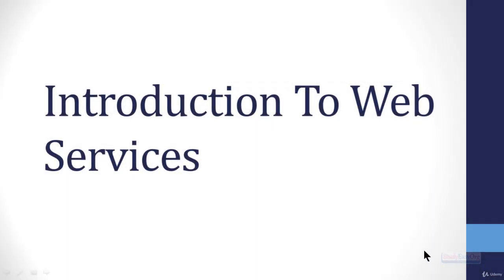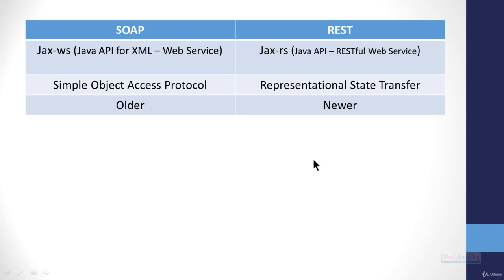In this video we will discuss web services. So let's get started. When it comes to web services, there are two specifications: SOAP web service and REST web service. SOAP stands for Simple Object Access Protocol. This is a legacy old technology and it is also known as JAX-WS. JAX-WS stands for Java API for XML web service.